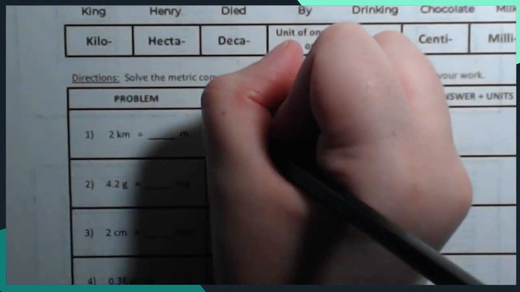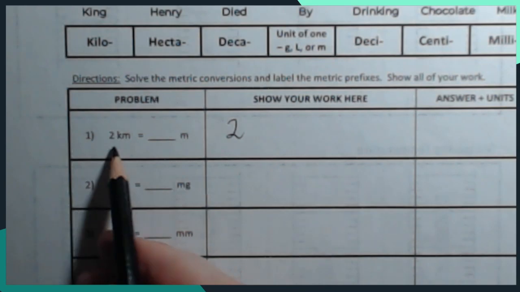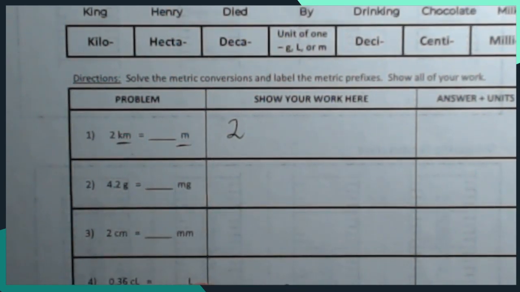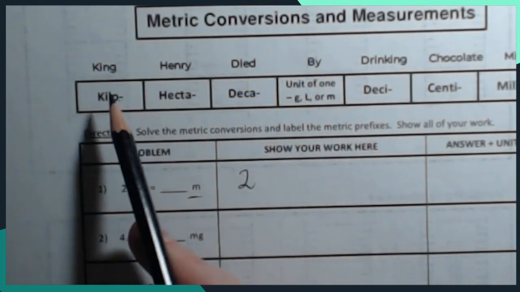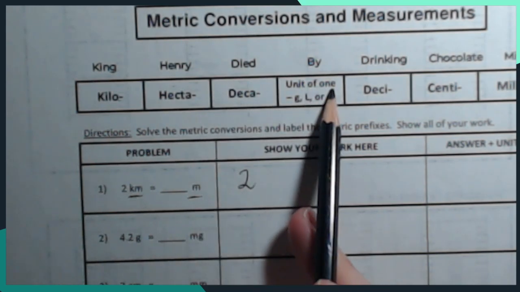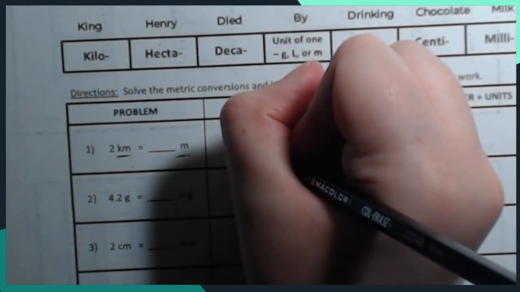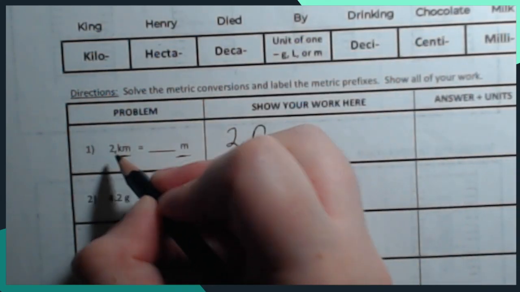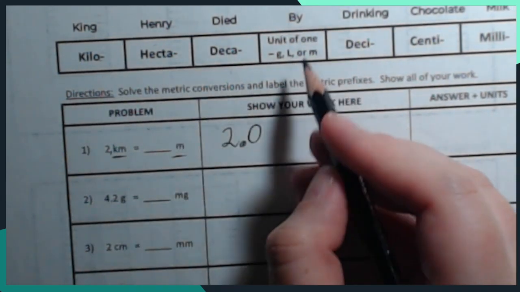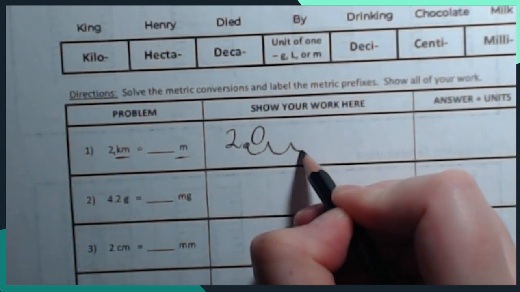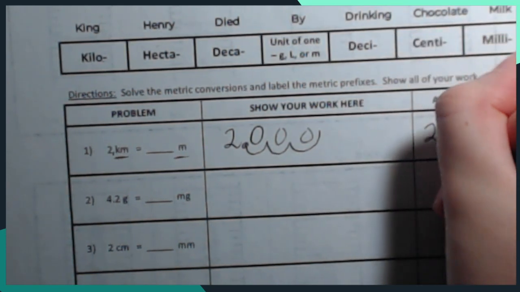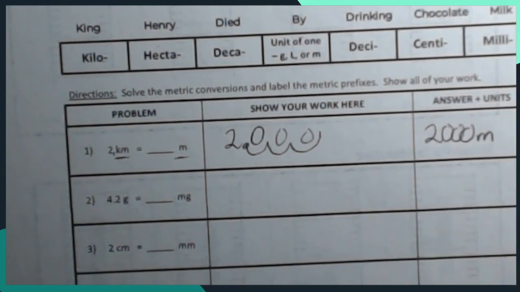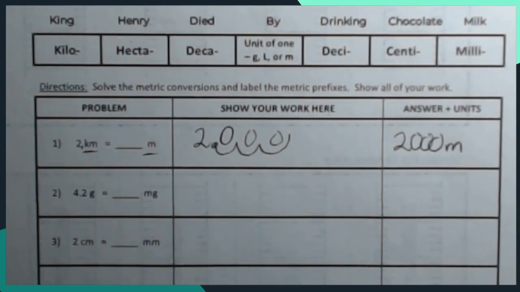Okay? So we have 2 kilometers, and we're going from 2 kilometers to meters. That's what we're trying to get to. So we are moving our decimal place from kilometers to meters. So that's 1, 2, 3. We're moving our imaginary decimal point. Right there's an imaginary decimal point right there. We're moving it over 3 places. 1, 2, 3. 0, 0. So our answer would be 2,000 meters. Okay? That's how easy it is to show your work. That's how easy it is to move it.